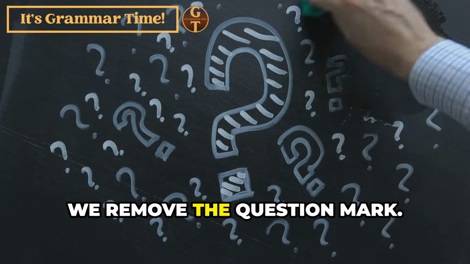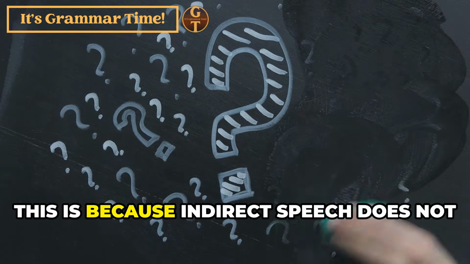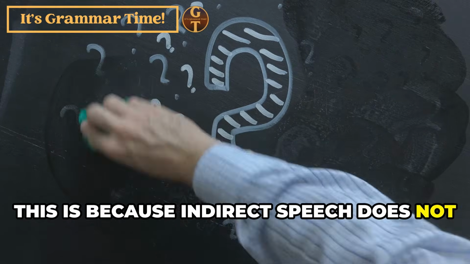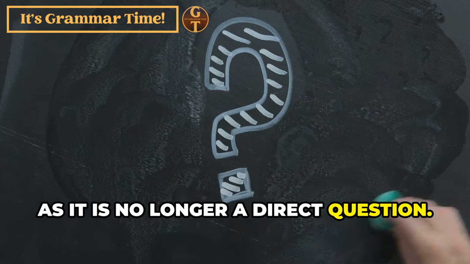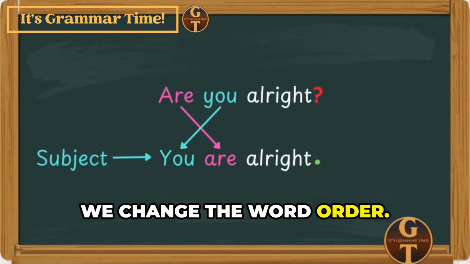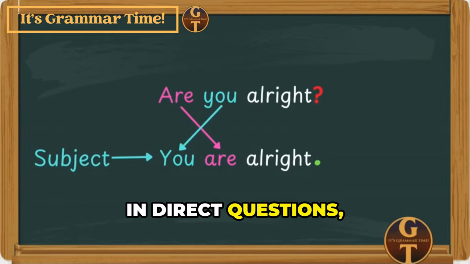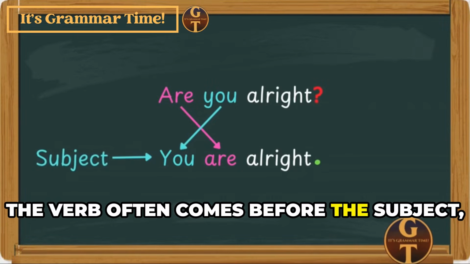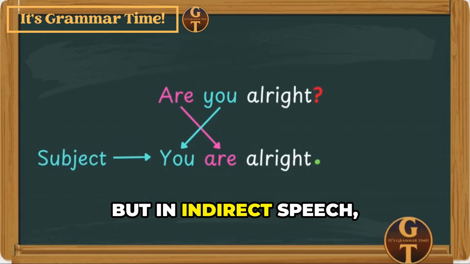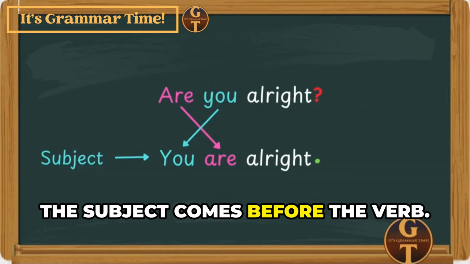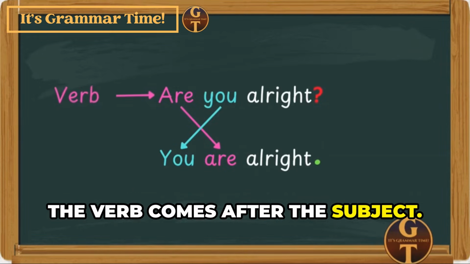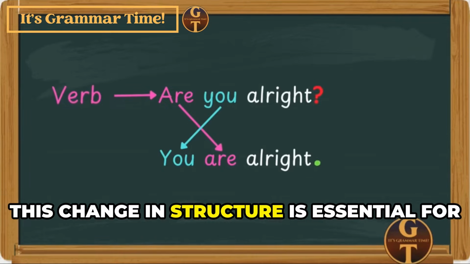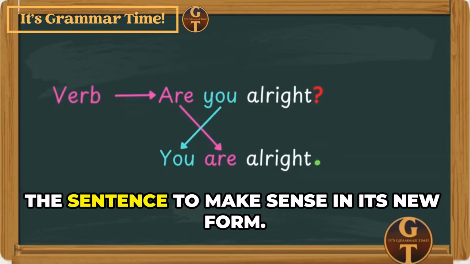First, we remove the question mark. This is because indirect speech does not use question marks, as it is no longer a direct question. Then, we change the word order. In direct questions, the verb often comes before the subject, but in indirect speech, the subject comes before the verb. In indirect speech, the verb comes after the subject. This change in structure is essential for the sentence to make sense in its new form.